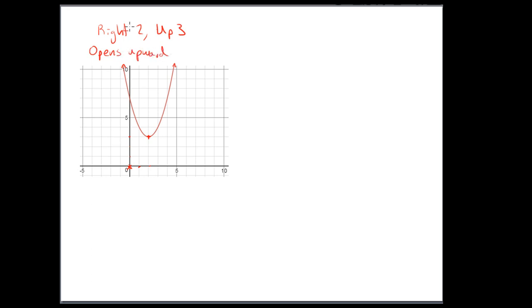So what's h? 2. And what's k? 3. So f of x, in this case, the equation would be x minus h, quantity squared, plus k. This would be x minus 2, quantity squared, plus 3. That would be the equation for this parabola based on where the vertex is.